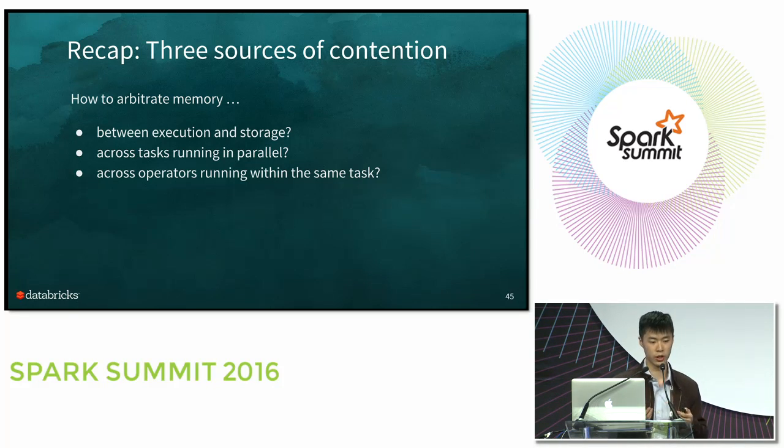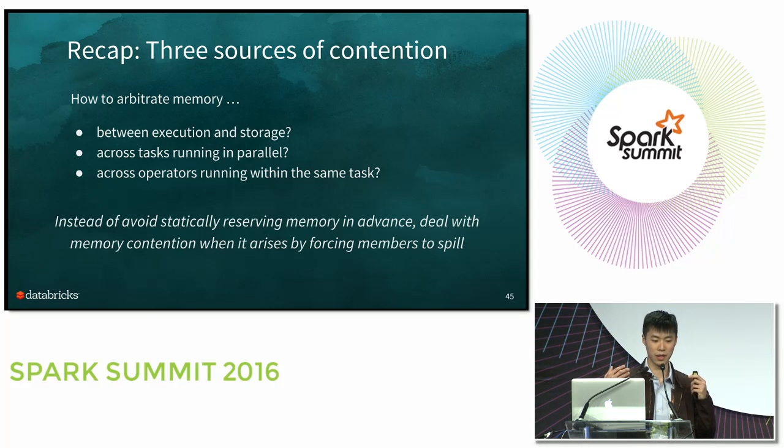between execution and storage, between tasks running in parallel, and across operators running in the same task. Perhaps a common theme across all 3 of these is that it's generally a bad idea to statically reserve memory in advance, because that means someone's not going to get some memory even though the other guy's not really using it. Instead, a better way to deal with this is to force members to spill when there is memory contention. So essentially, we're solving memory contention lazily rather than eagerly.